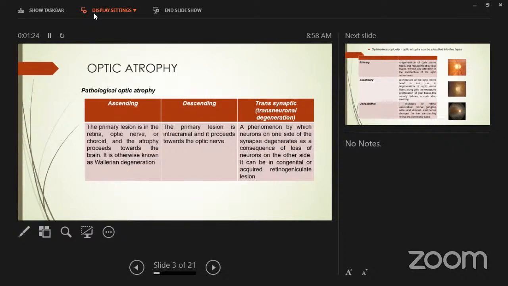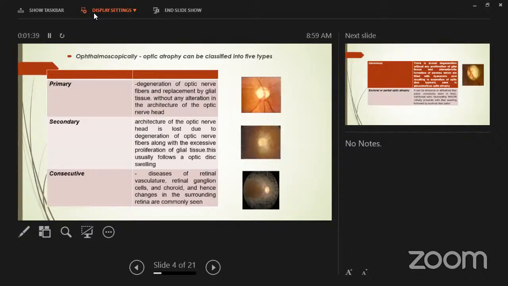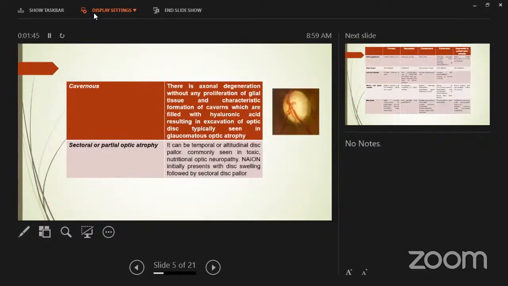In the transsynaptic type, neurons on one side of the synapse degenerate as a consequence of loss of neurons on the other side. It can be a congenital or acquired retinogeniculate lesion. Ophthalmoscopically, optic atrophy is classified into types: primary, secondary, consecutive, the third being cavernous, and the fourth being sectoral or partial optic atrophy.